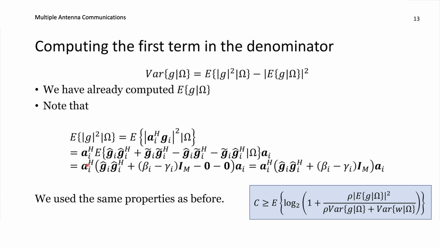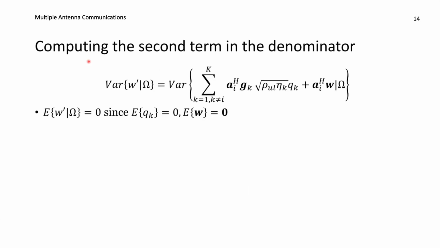So this is the computation, and if we summarize it, we get in parentheses here the outer product of the estimates, and then we have the covariance matrix of the estimation error, and then we have A_i multiplied from both the right and the left hand side. So we're using the same properties as before to compute this term.